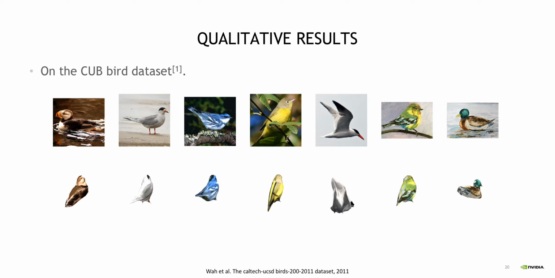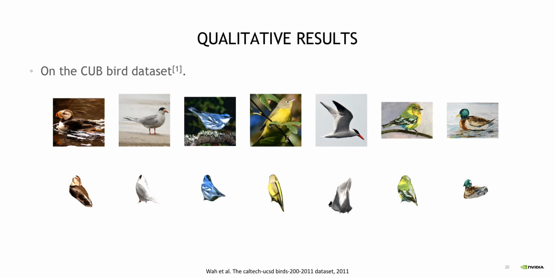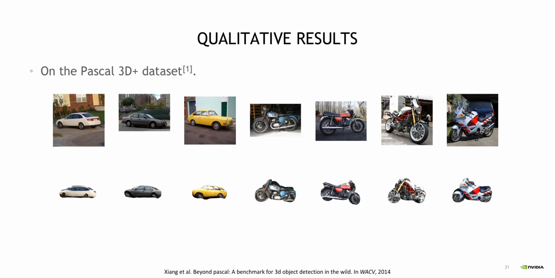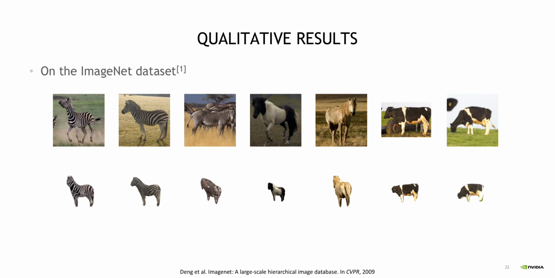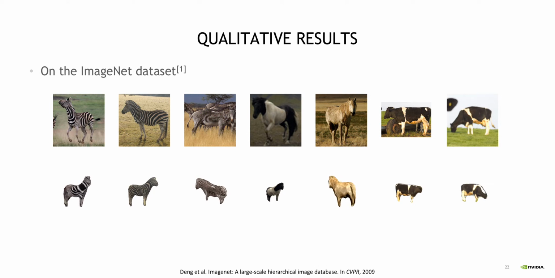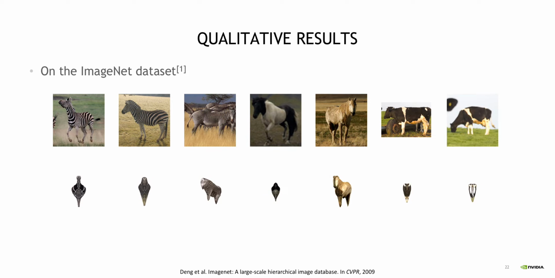Here we first show some qualitative results on the bird images. The last two images are actually paintings of birds. We also train our model on rigid objects like cars and motorcycles, which works pretty well. And here we also show some results with respect to some non-rigid objects like zebras, horses, and cows.